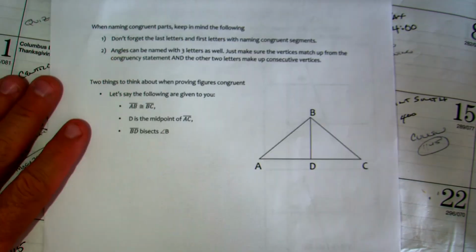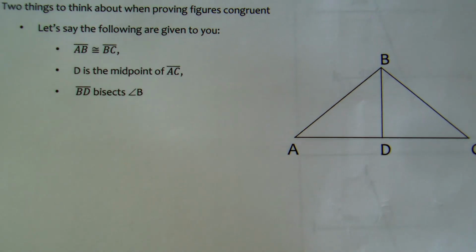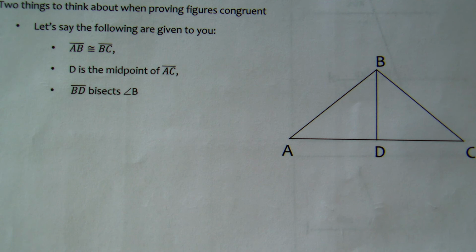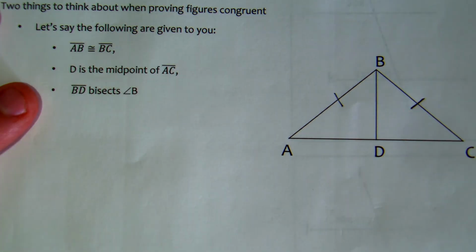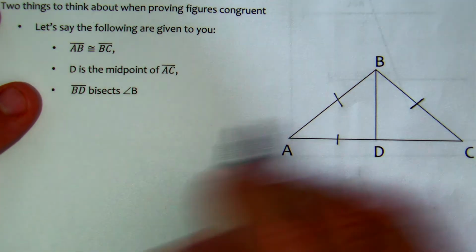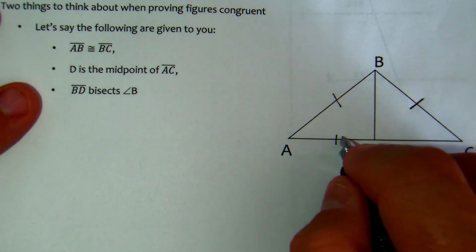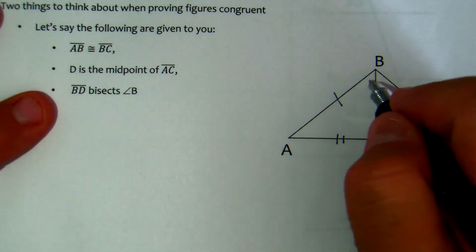All right, so now the second part of this, two things to think about when proving figures are congruent. Let's say the following are given to you in a proof. AB is congruent to BC. D is the midpoint of AC. And BD bisects angle B. All right, so D is the midpoint, so we know that. And BD bisects angle B.